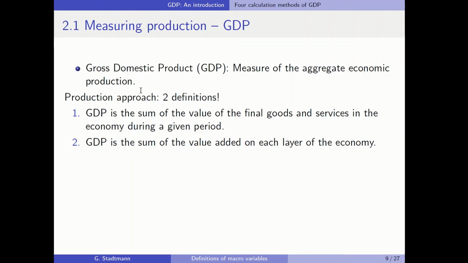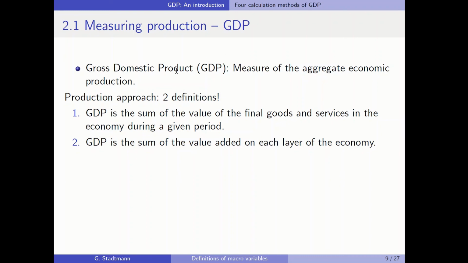So let's try to define GDP. GDP is a measure of the aggregate economic production. If you want to, you can regard it as the amount of goods and services produced within one economy within 1 year.